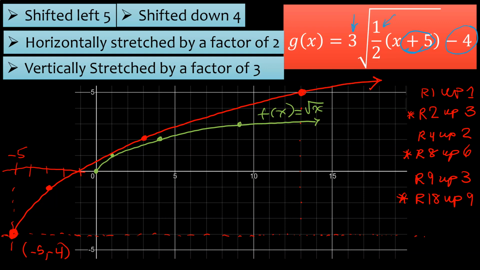And you can see that the red is being moved, shifted left 5, down 4, and then actually stretched horizontally and then stretched vertically. And that is how horizontal stretch or compress works.